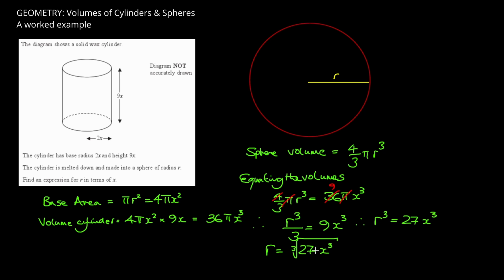And because we've got a multiply here, we can break the umbrella of the cube root into two separate terms. So this is equal to the cube root of 27 multiplied by the cube root of x cubed. Cube root of 27 is 3, and the cube root of x cubed is x. So r is equal to 3x. And that is your answer.